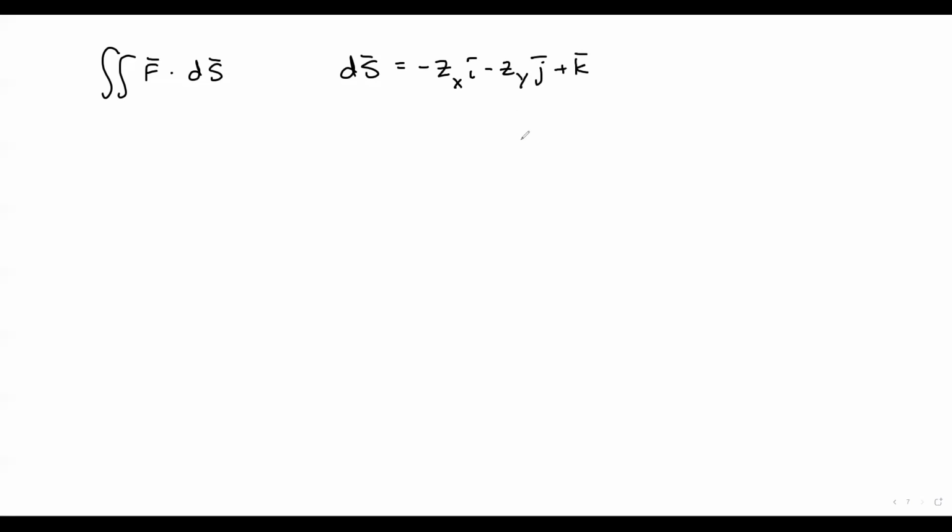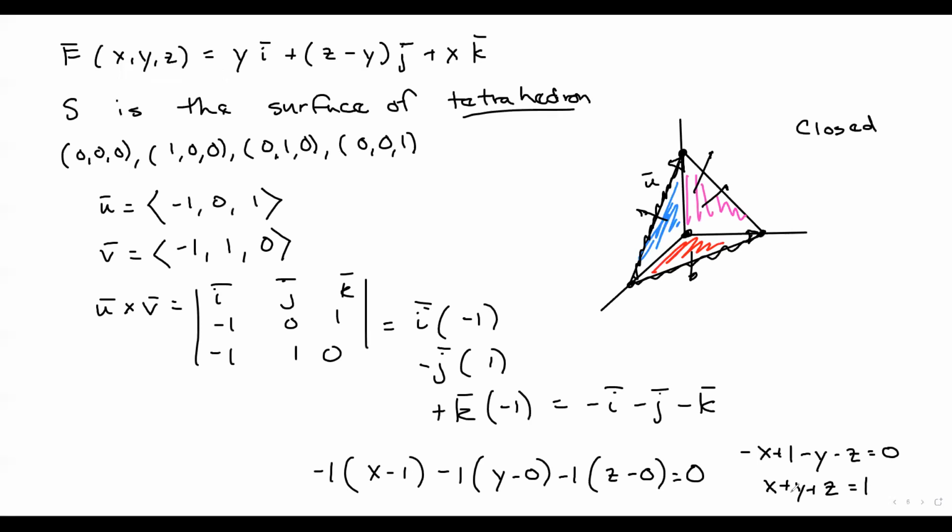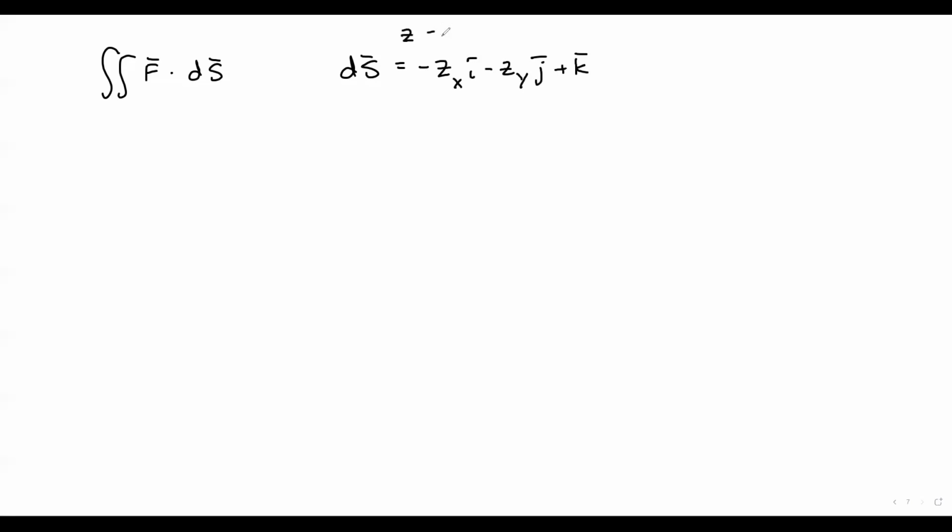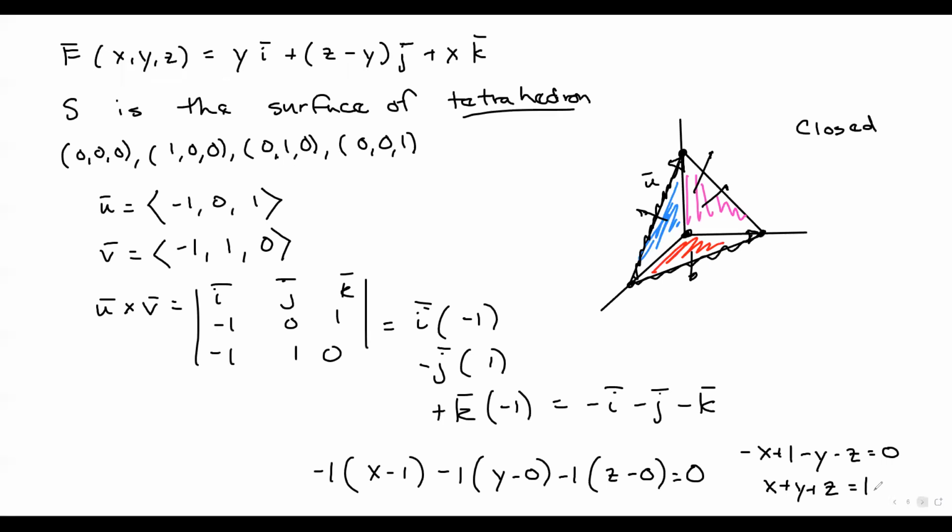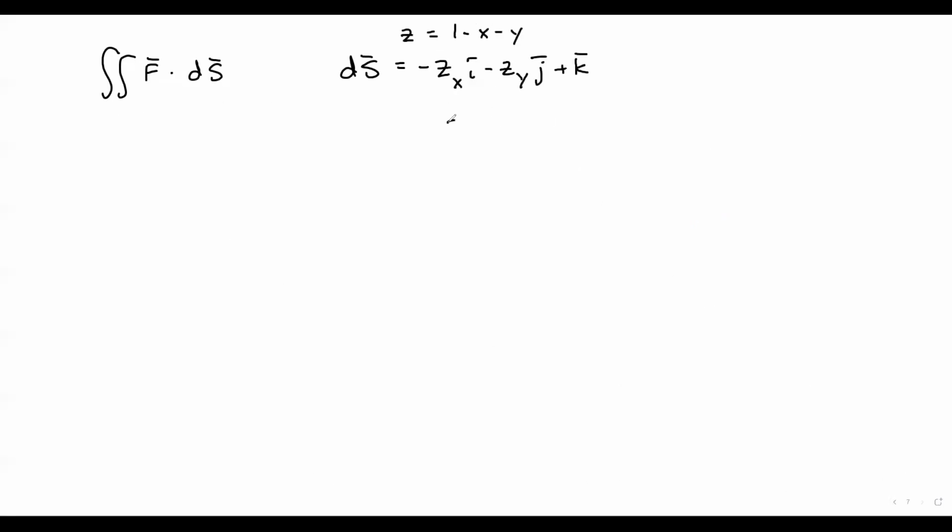So we need the partial of z with respect to x. Well, first you want to rewrite this so that z is by itself, so that we have our surface defined in terms of z: 1 minus x minus y. If we have x plus y plus z equals 1, we can rewrite that as z equals 1 minus x minus y. Then z differentiated with respect to x is going to be negative 1, and z differentiated with respect to y is also going to be negative 1. We pop all those together to get our dS: negative negative 1, so we just get i, negative negative 1, so we just get j, and then k. All right, that's our dS.